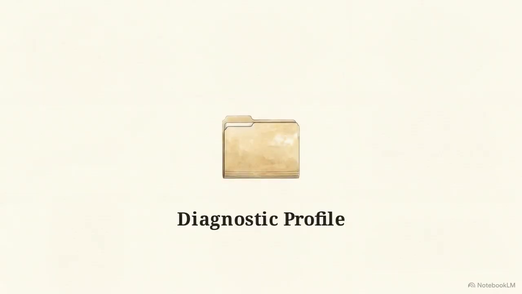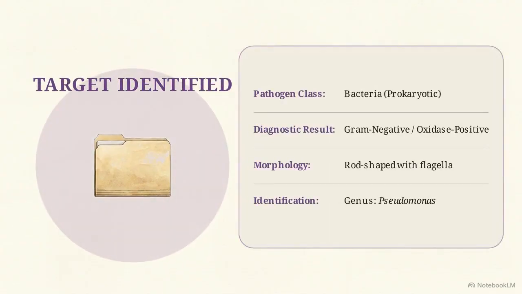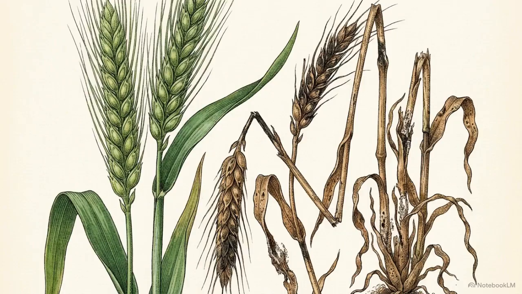We have now built a complete diagnostic profile. By combining field observations with nematode sieving, bacterial stains, and fungal cultures, we reveal the specific identity of the pathogen. With a confirmed identity, the uncertainty ends. We can now implement a targeted, integrated pest management strategy. This data dictates the response.